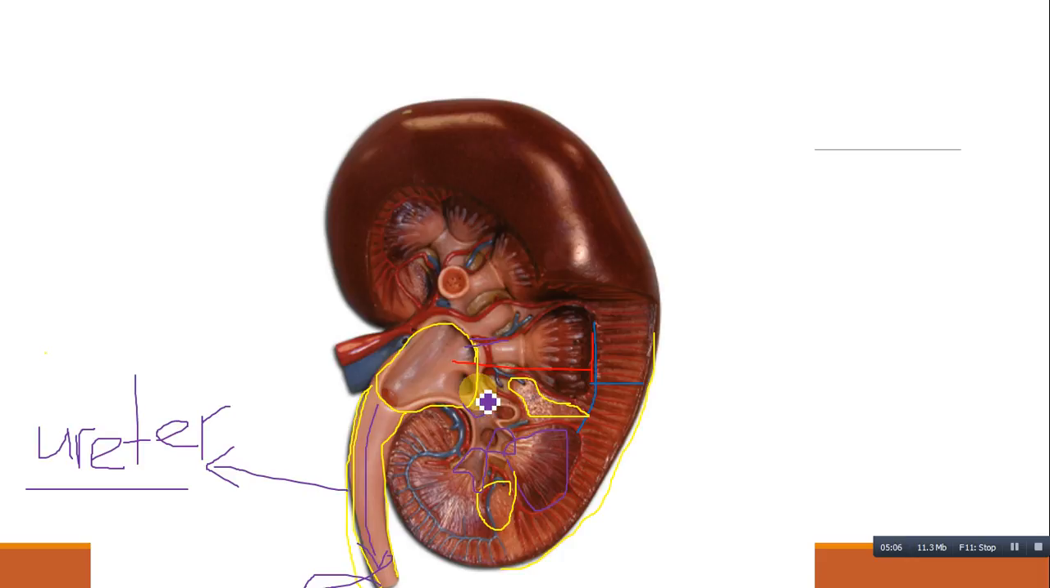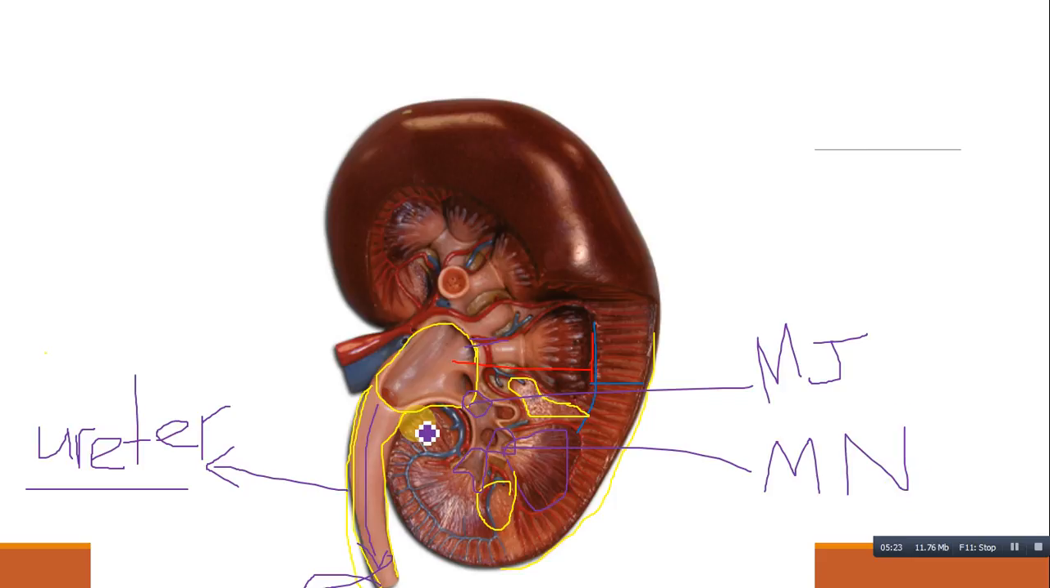Okay, so hopefully you can identify that. So that's major, you just put MJ, and then these little ones, that one and that one and that one, that would be minor, MN. Okay, another thing we can see on this diagram is this little structure, and that is the renal papilla. Other things, we can see the renal artery and the renal vein.